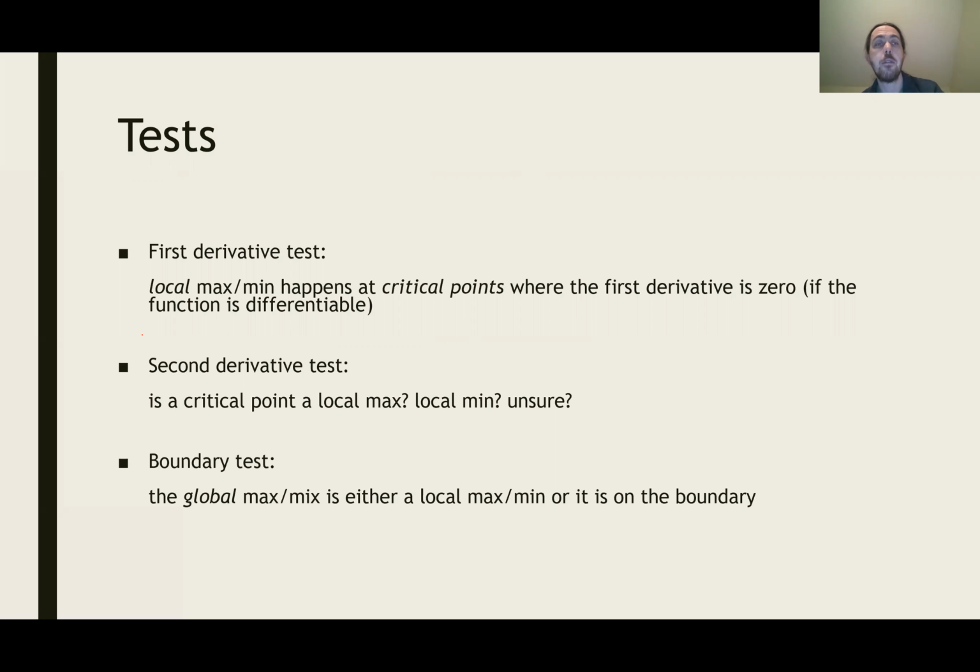In this case, the first derivative test tells you that a local maximum or minimum has to happen at a critical point where the first derivative is equal to 0. The second derivative test is a little bit more refined. It tells us, is a critical point a local maximum or a local minimum, or are we not sure? I always get a little bit confused about the second derivative test, so it's worth remembering it.